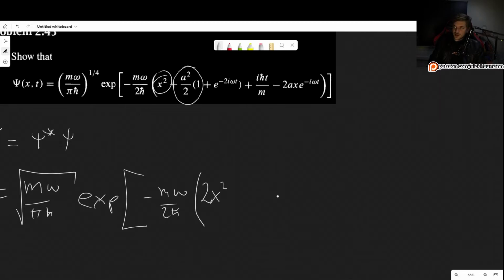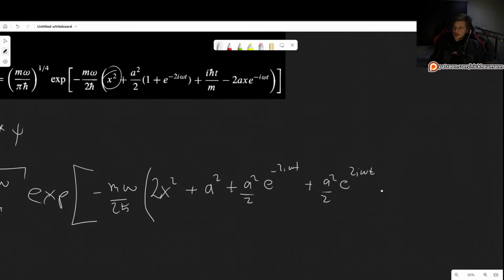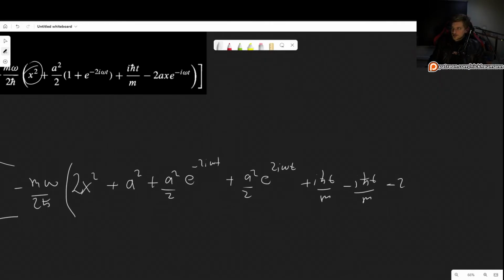Then we have this part, which is also real, so we get twice that. So we get a squared, right? And I broke up the parentheses here. Then we have this, which is not real. So here we get a squared over 2 e to the minus 2i omega t, but then we get plus a squared over 2 e to the 2i omega t. Right? Then we get plus i h bar t over m minus i h bar t over m. And finally, we get minus 2ax.